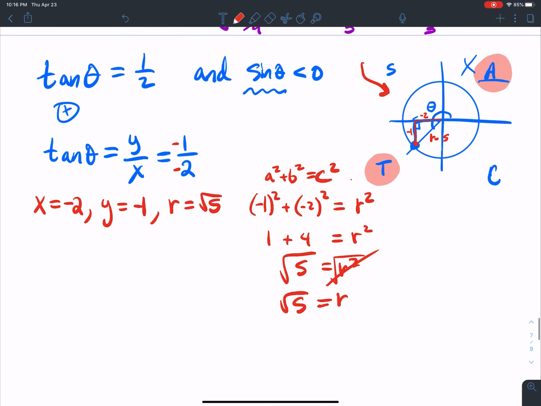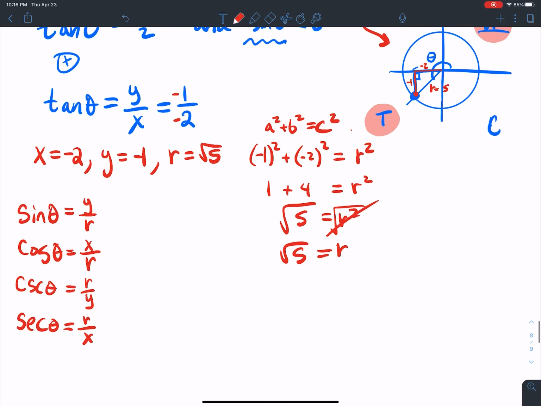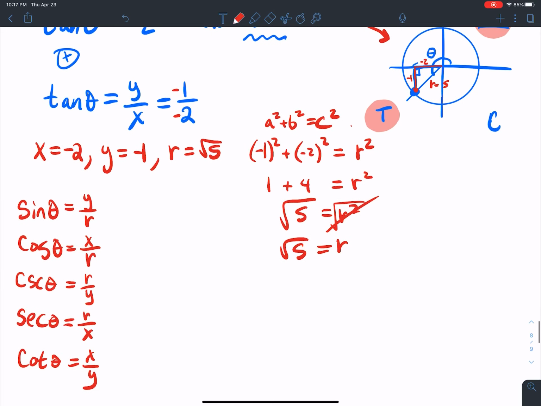So from this information, I can get all the others. Sine of theta is y over r. Cosine of theta is x over r. Cosecant theta is r over y, and secant theta is r over x. The last one is the cotangent theta, which is x over y. So x over y is just -2 over -1, which is 2.